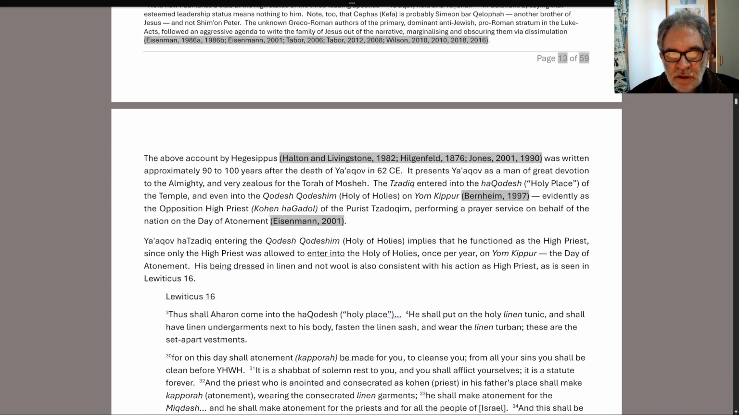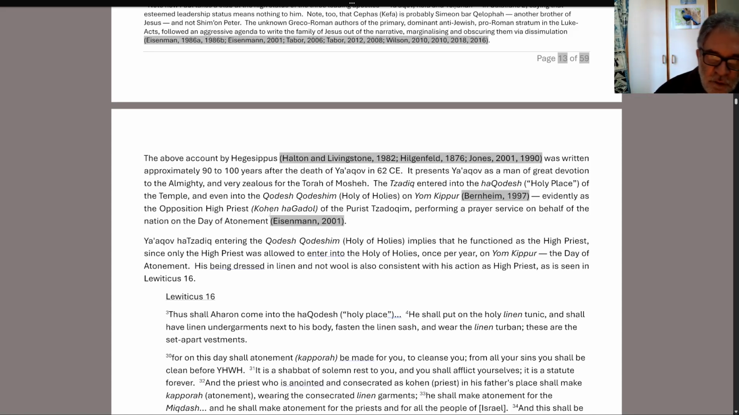Okay, let's go down. Yaakov Tzaddik was murdered by the high priest Annas, the son of Hannas, in about the year 62, according to the writings of Josephus. In the above writing, Yaakov is presented as a man of great devotion and a person very zealous for the Torah of Moshe. He entered into the Kodesh Kodeshim, the holy place of the temple, and into the Holy of Holies on a Yom Kippur.